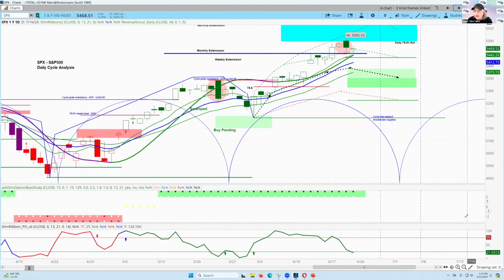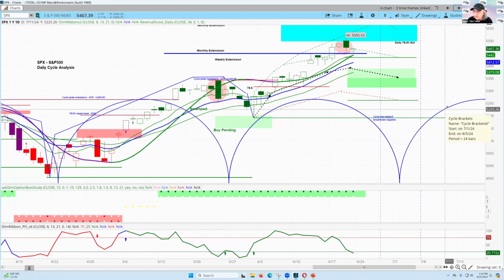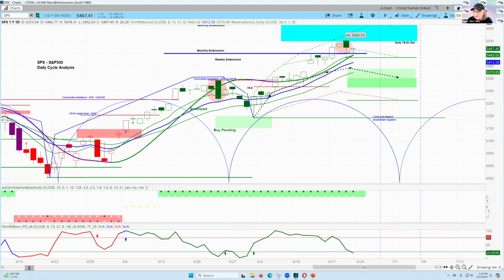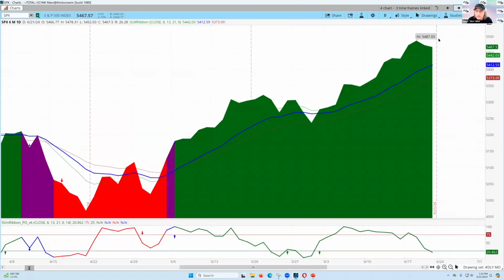And this is why I think the daily chart is saying for now it's going to be shallow. If there's any pullback, it's going to be very minimal. And then this next cycle right over here, which again goes out into late July to early August, is the one that I think is going to become steeper. Slim ribbon PO positive, about to give you an upside resumption signal. Option bias study positive, both level 4 studies for Thinkorswim platform.